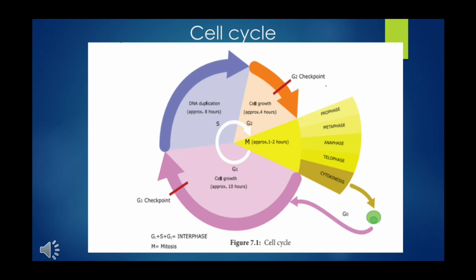Then comes the G0 phase. It's a quiescent stage of the cell cycle where few cells will get arrested, like mature neurons, and skeletal muscles are always in G0 phase. The rate of RNA and protein synthesis also reduces. Then comes the very important phase, which is called S phase. It lasts for 8 hours in human beings, and DNA replication occurs here. Histones are also produced. Then comes G2 phase.